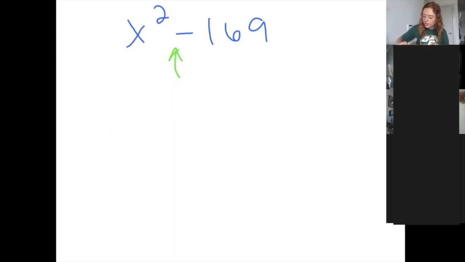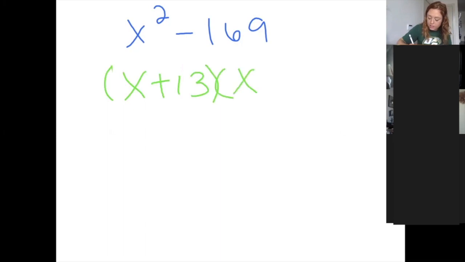Once you see that it's a subtraction and a perfect square, then we can automatically go x plus 13, x minus 13. And technically you could write it in either direction. And you're done.